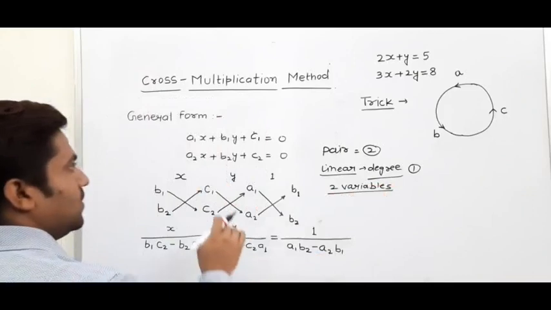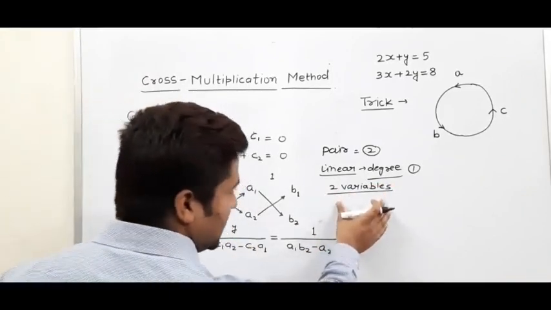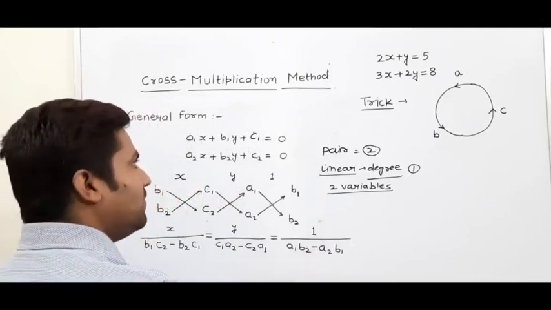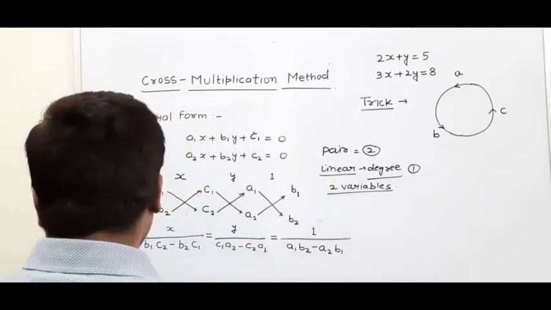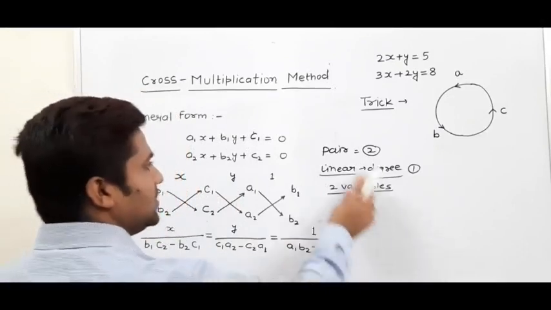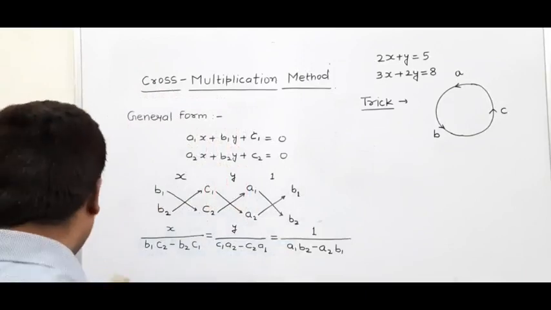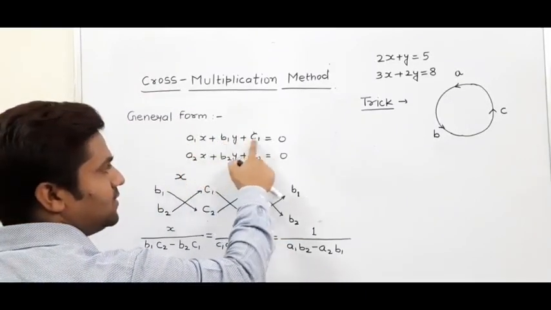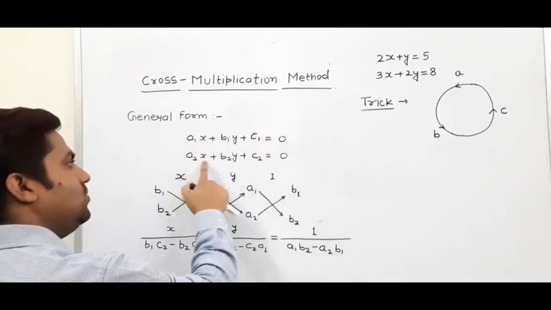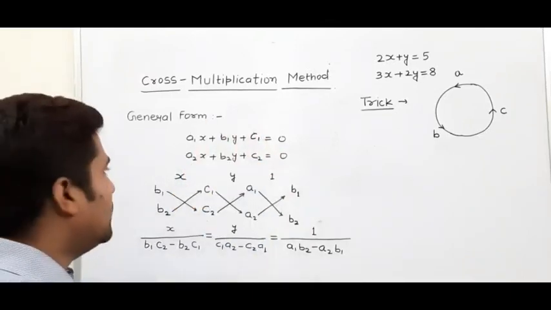So let us find out where the two variables are that we are talking about, and what other things there are besides these two variables. Without wasting our time, let us see the general form of a pair of linear equations in two variables. So here it is: a1x plus b1y plus c1 is equal to 0, and a2x plus b2y plus c2 is equal to 0. This is the general form of a pair of linear equations in two variables.